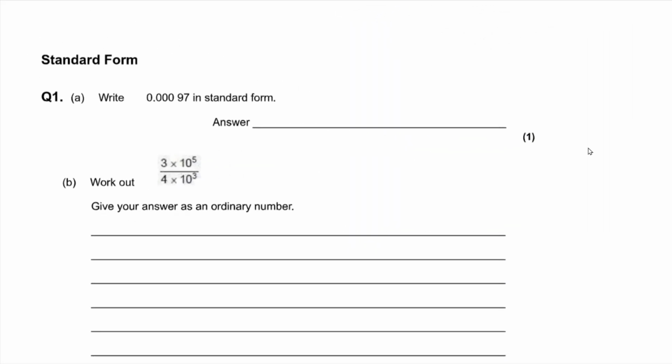Right, got the worksheet? Good. Let's move on to the first topic. So first up, let's take a look at standard form.